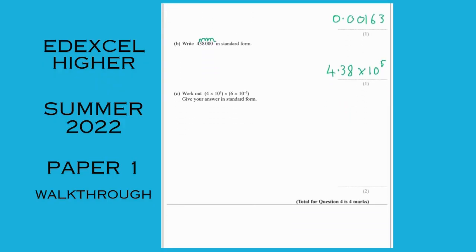Up we go. Part C, we haven't got a calc, so do the numbers first, 4 sixes, then add the powers. 3 added to a 5, 8. You've earned a mark, but it's not in standard form. The 24 needs to be divided by 10. And so to balance it up, you multiply this by 10. Or in other words, add 1 to the power.